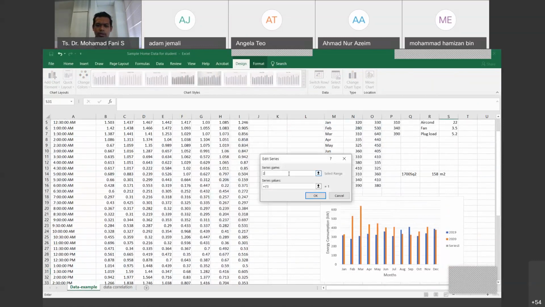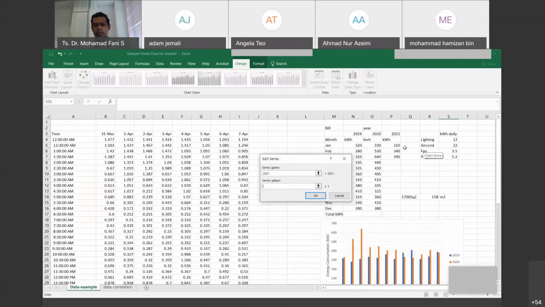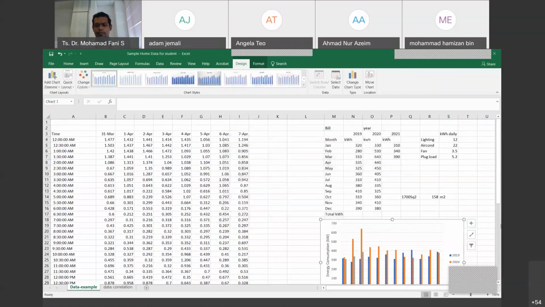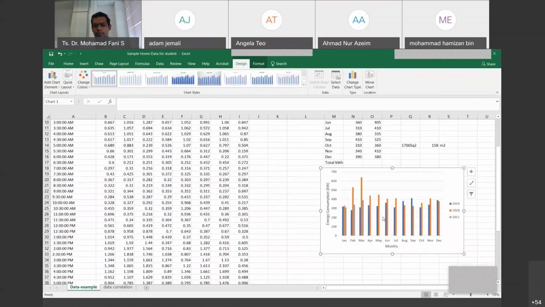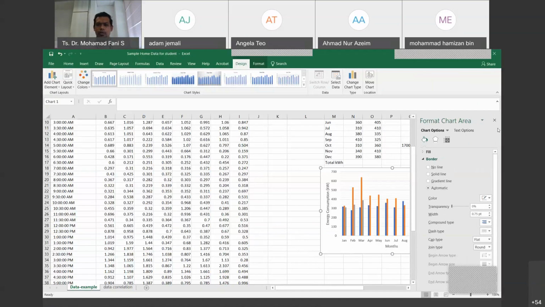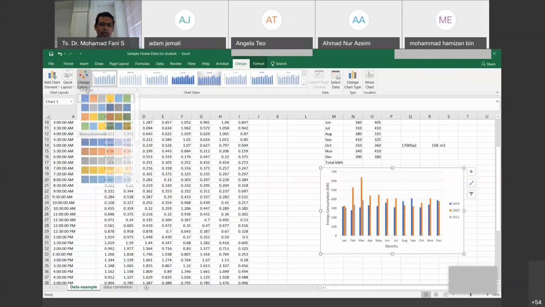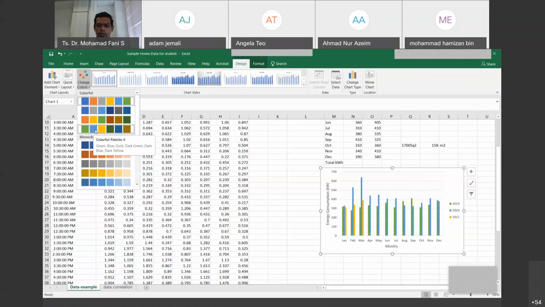At 2021. Here. Okay. The gray one represents 2021. Or you can select another color. This one. Or this one. Okay.